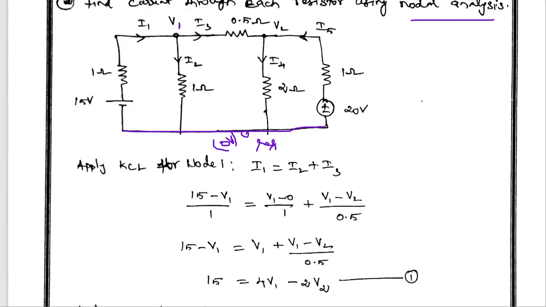Okay, then after marking the branch currents, we have to write the KCL equation for each node. So here there are only two nodes. This is node 1, node 2. For node 1, we have to write the KCL equation.